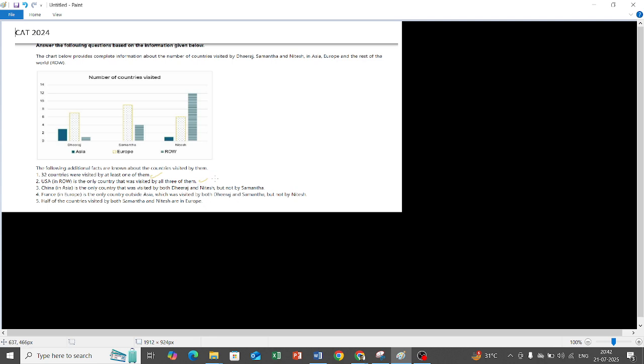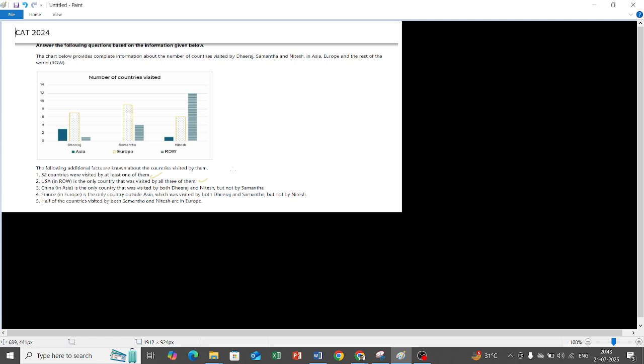Now see, China is the only country that was visited by both Dheeraj and Nitesh but not by Samantha. So this denotes the portion which is the intersection between Dheeraj and Nitesh but not Samantha. France in Europe is the only country outside Asia which was visited by Dheeraj and Samantha but not Nitesh. So France is in the intersection of Dheeraj and Samantha but not Nitesh. Half of the countries visited by both Samantha and Nitesh are in Europe.